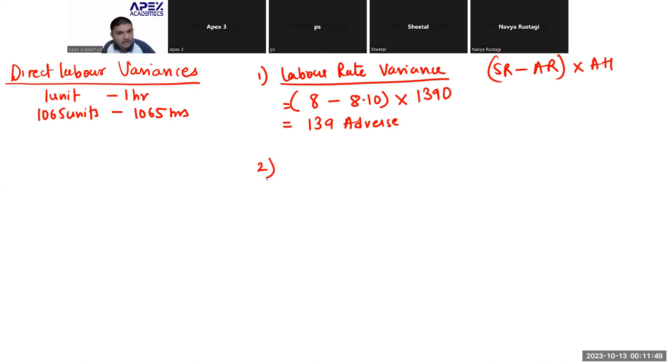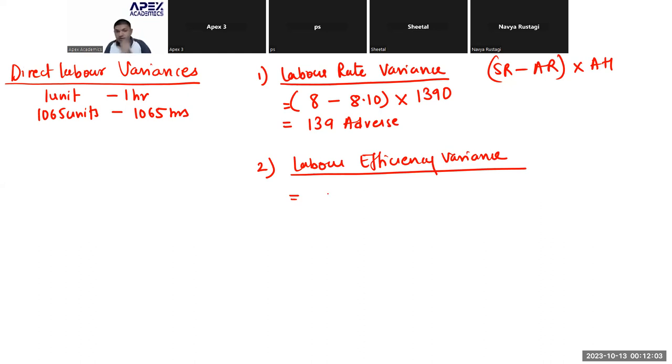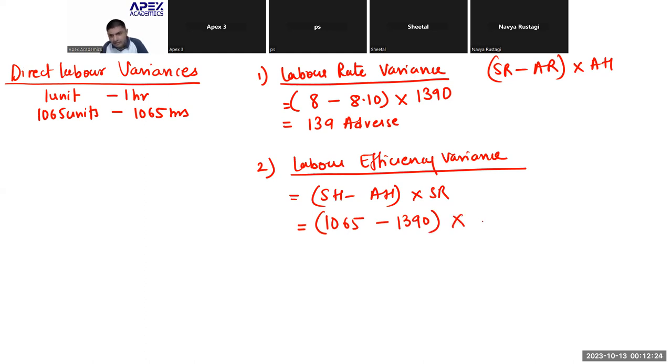Correct? Yes, sir. Labor efficiency. You only tell me. What is the formula? Standard hours minus actual hours into standard rate. What are the standard hours? Tell me, come on. 1065. Very good. What are the actual hours? 1390. Very, very good. What is the standard rate? 8. Very good answer. Favorable or adverse?